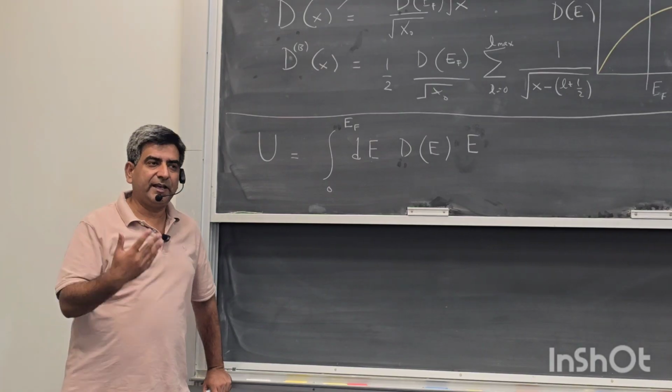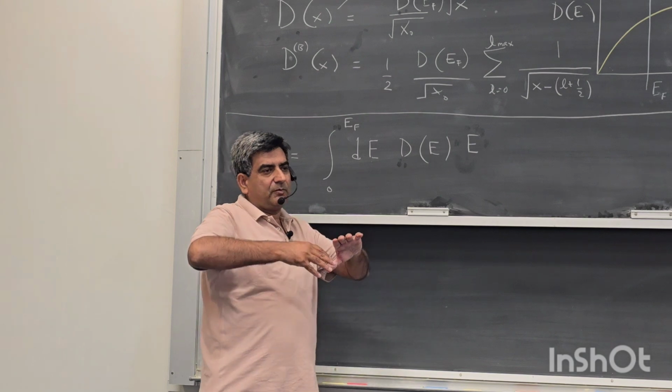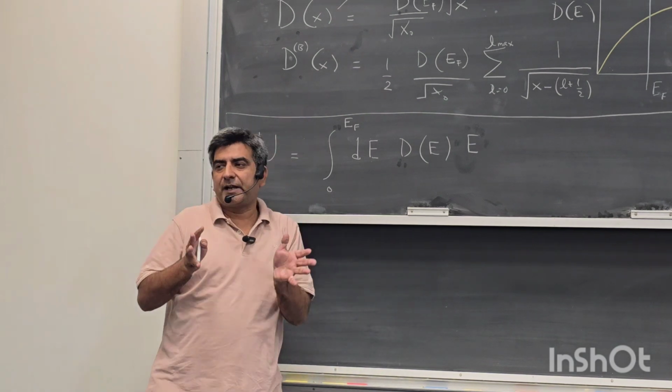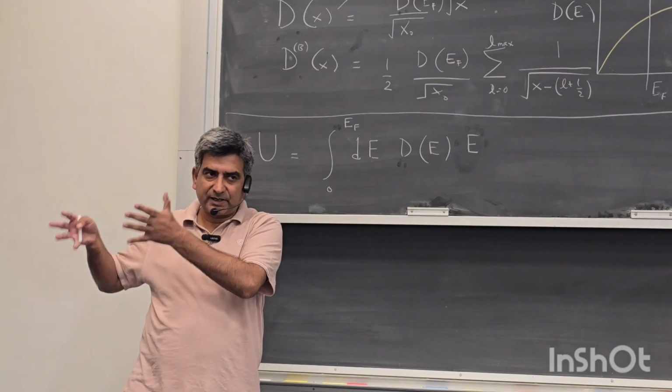So let's calculate the integrated density of states, and once you integrate the density of states, you get the number of electrons, which of course is a dimensionless number.